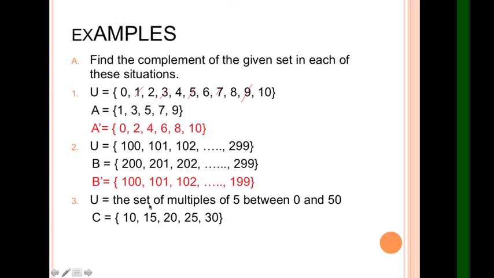And next is the set of multiples of 5 between 0 and 50. Ibig sabihin, anything that is divisible by 5 between 0 and 50. We have set C: 10, 15, 20, 25, and 30. So, I think meron pang natitirang ibang numbers na pwedeng i-divide sa 5, and those are 5, 35, 40, 45, and 50. Diba? 0 to 50. So, yung 5 itself, pwede siyang i-divide by 5. And then after 30, we have 35, 40, 45, and 50. Okay?